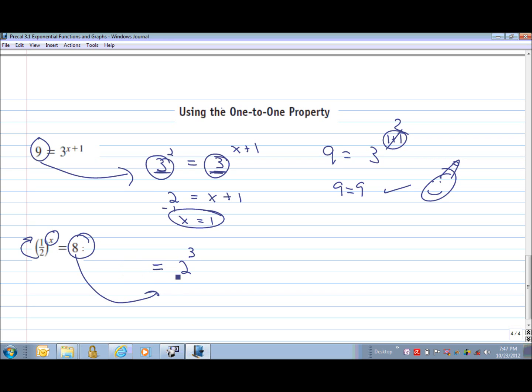Now my bases are the same. So I have a one-to-one base. So now I'm going to set my exponents equal. So now I'm really dealing with negative x equal to 3. Therefore, x is equal to negative 3.